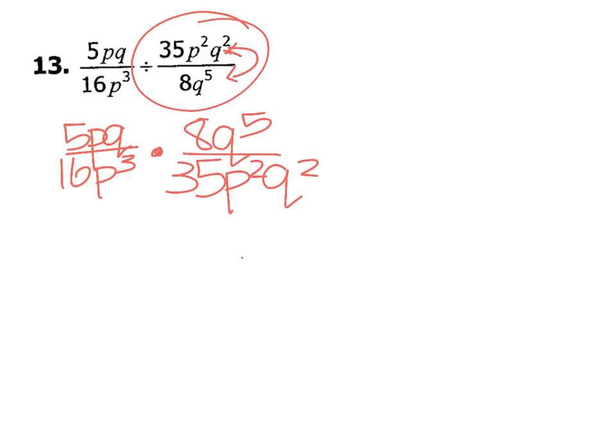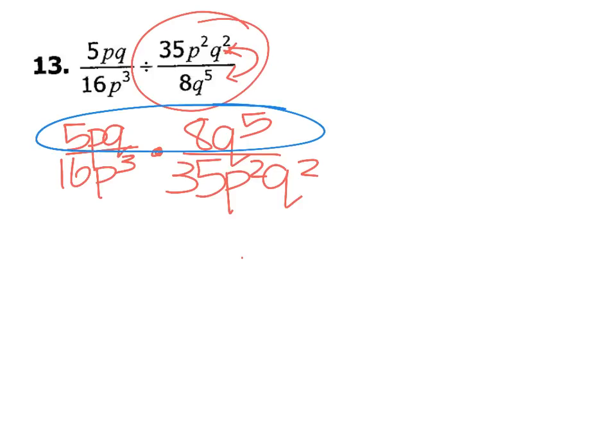Copy, change, change, flip and multiply. However you learned it, use some sort of way to help you remember. Flip the second one, multiply. All right, now we're just multiplying straight across. It's just like multiplying rational expressions like we went through in the previous examples.